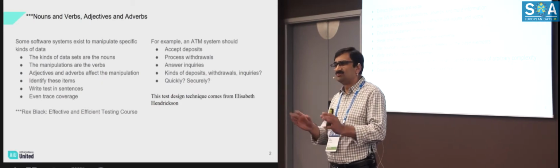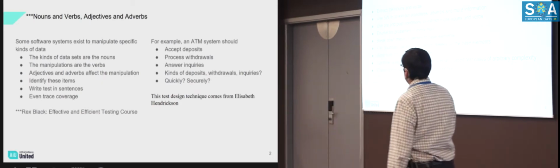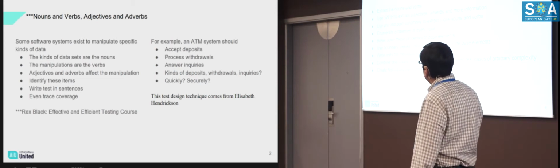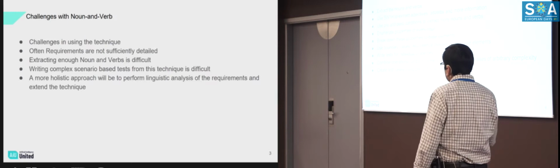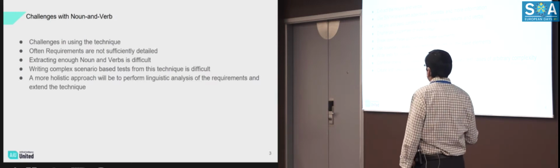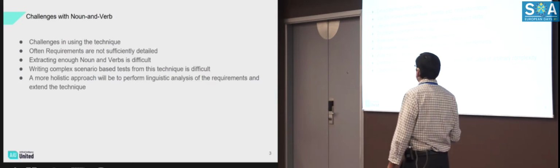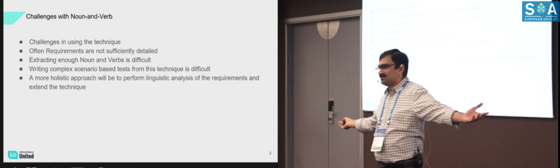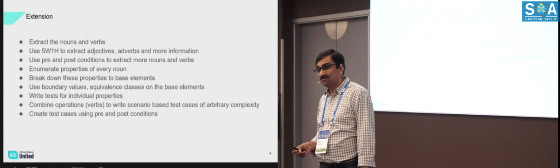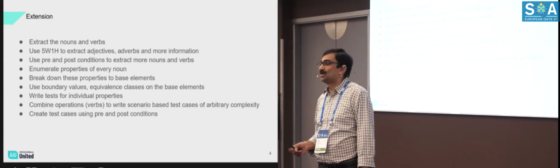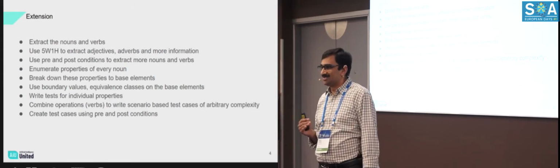Very simple method. Extract the nouns and the verbs, use 5W1H and pre and post conditions to extract more nouns and verbs, enumerate properties, break down the properties to base elements, use boundary values, equivalence partitions, write test cases, combine them, simple, done. All of you must have understood it. No? Okay, then let's take it slow, one by one.